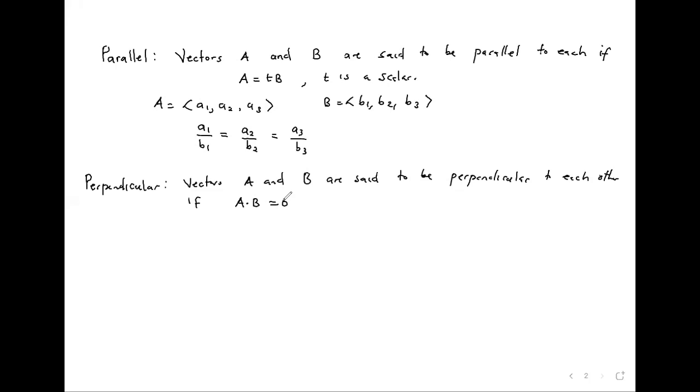What we mean by dot product? We mean if A is the vector A1, A2, and B is the vector B1, B2, then A dot B is defined as A1, A2 dot B1, B2, which is the same as A1 multiplied by B1 plus A2 multiplied by B2. This is no longer a vector, it's a number now.